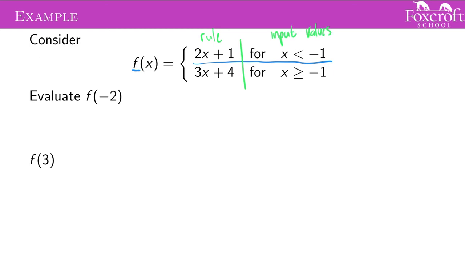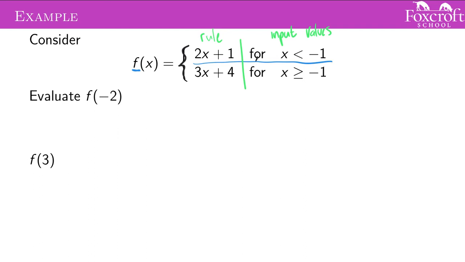And you'll see piecewise functions written a lot of different ways. I write them with the "for." Some people will just put a comma. Some people won't put anything. It'll just say 2x plus 1, x less than -1. So you'll see piecewise functions written a bunch of different ways. But generally, they'll always have these big curly brackets to tell you that all of these pieces are a part of this one function f.